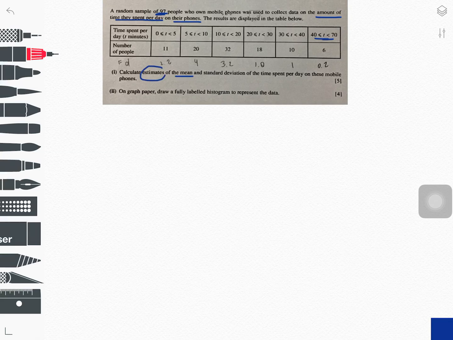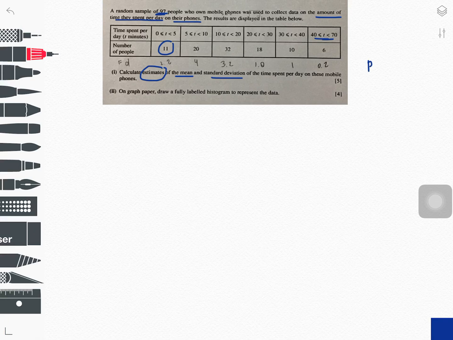Why do you think they want to use the word estimate? Why can't it be exact? Okay, keep that question. And then they say find the standard deviation. It is an estimate simply because I know 11 people here spend a time of 0 to 5.